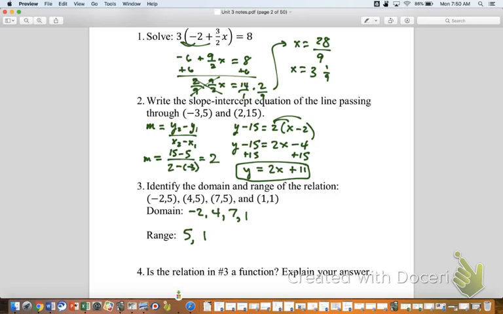Okay, and then the last one, is that a function? What we just saw there in number 3. The answer is yes, you're right. And it's because why? Each input has exactly one output. Sometimes people get a little bit bugged because -2, 4, and 7 all have the same output. It doesn't really matter. What matters is that each input has exactly one output. That makes this what we call a function.